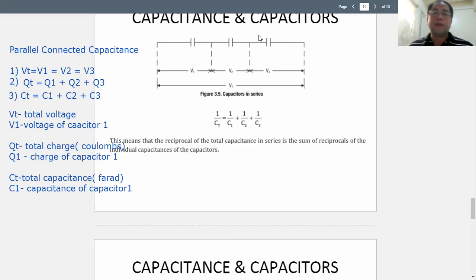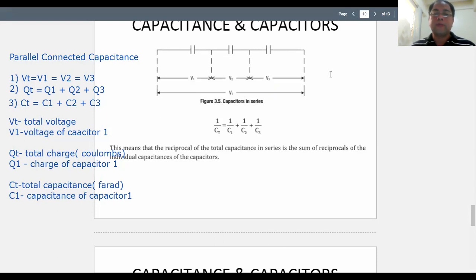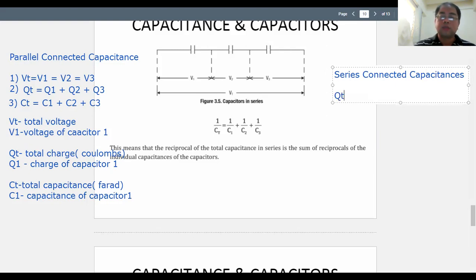Now, what we find in series connected capacitances, series is of course a different connection. So in series connected capacitances, the first thing that we will see here is that the total charge is equivalent to the individual charge. The charge is the same all throughout. So this is the first principle.